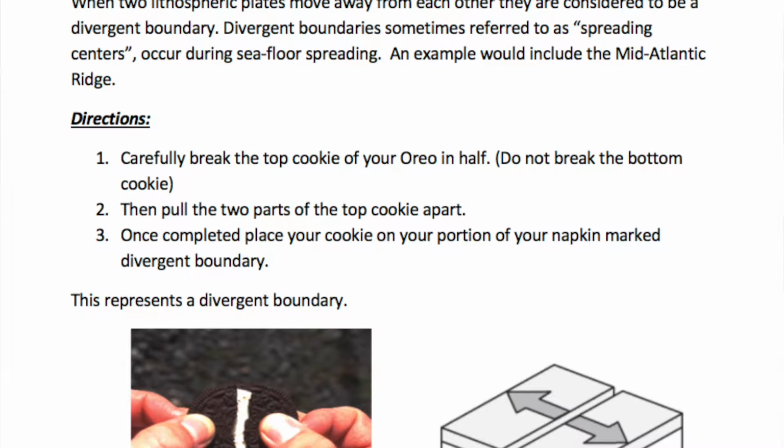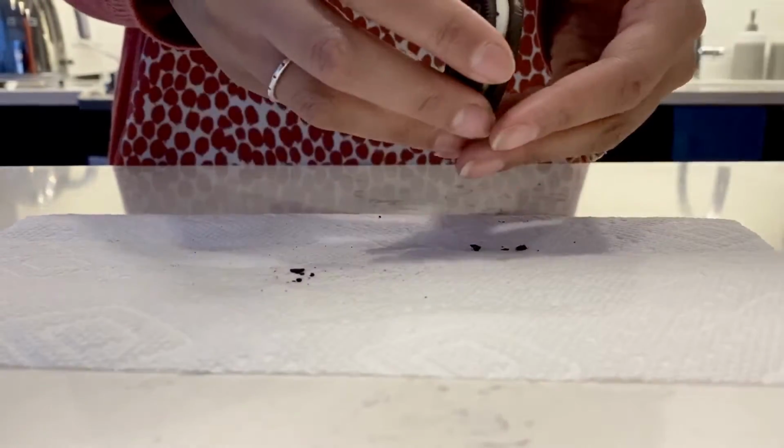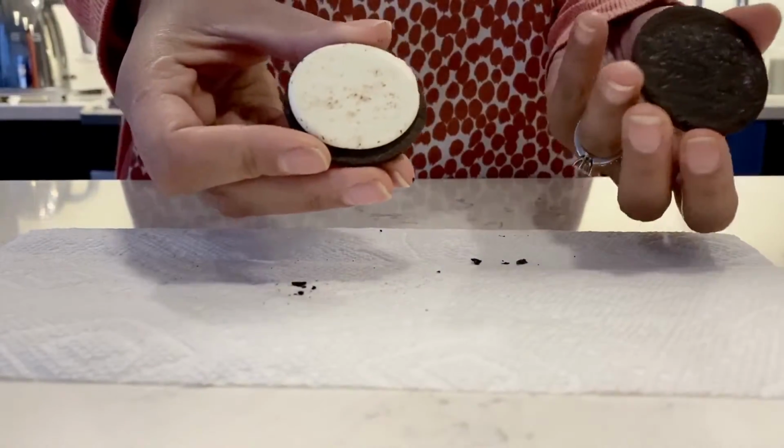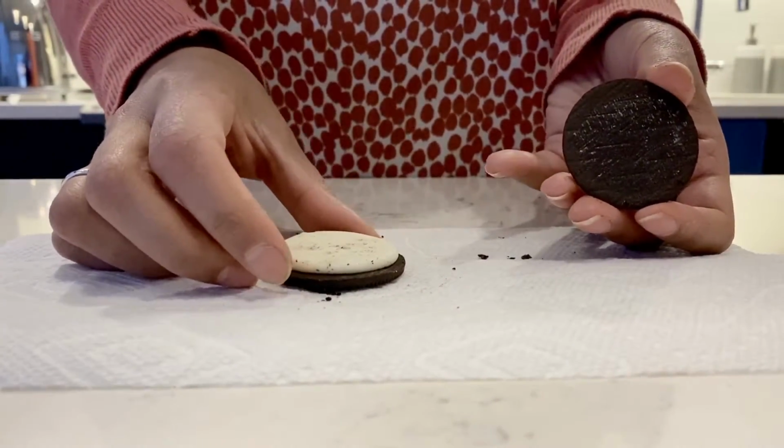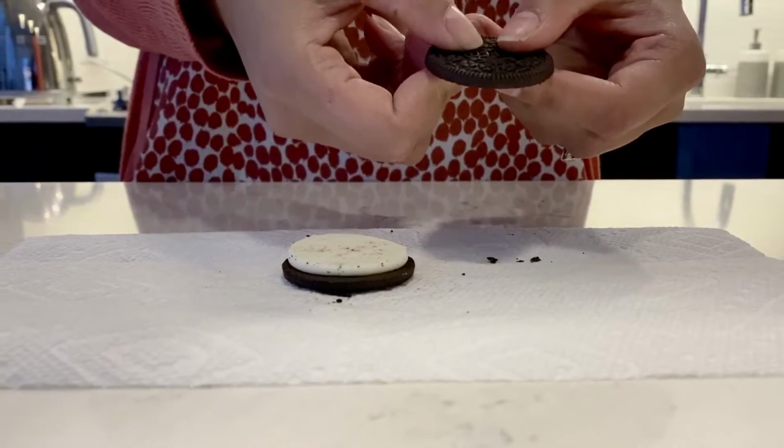We're now going to do a divergent plate boundary. This can be found on page 3 of your lab packet called Oreo number 3, Divergent Plate Boundaries. As always, we're going to start by taking one part of the cookie off, just like this, and follow the directions. Step 1, carefully break the top of your cookie in half.